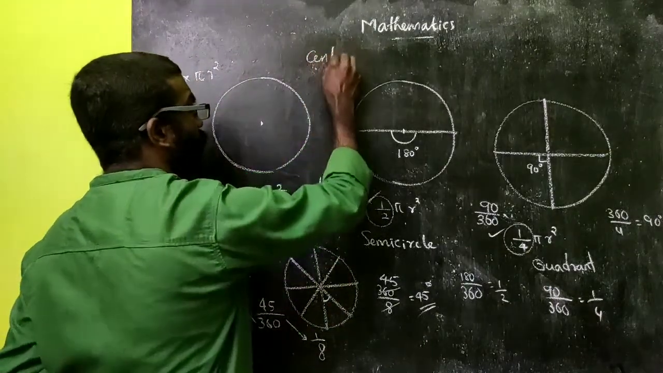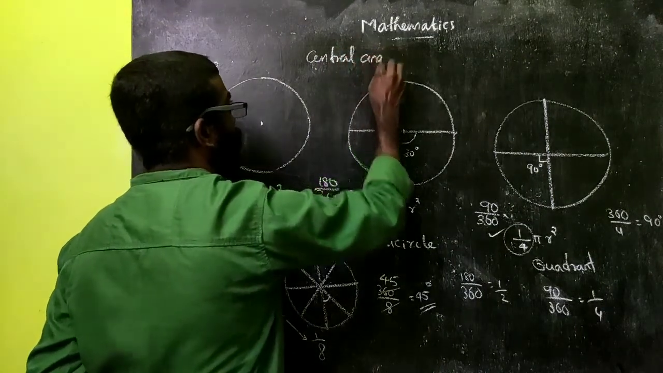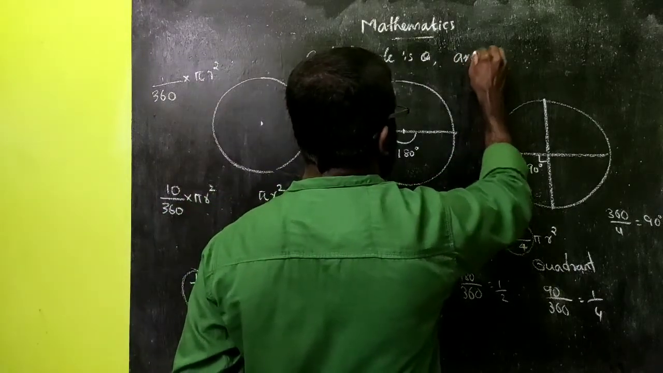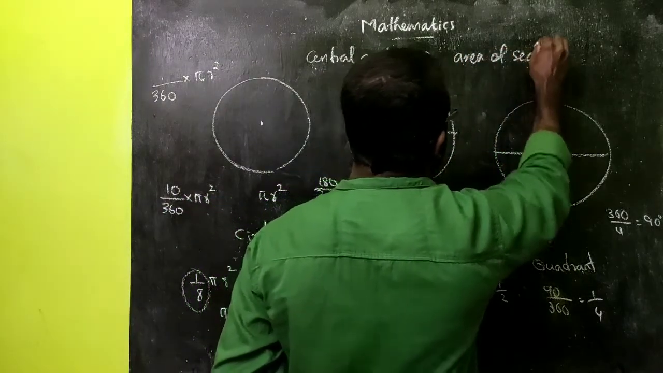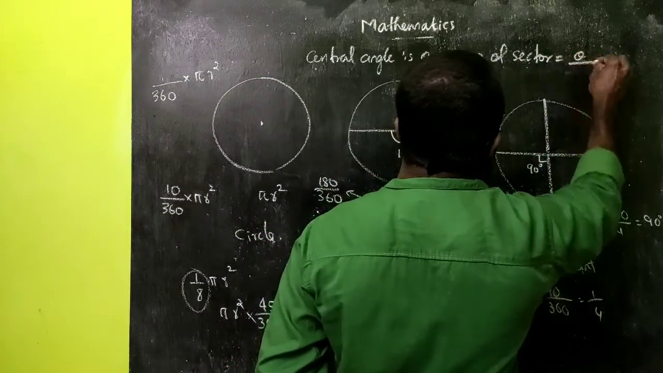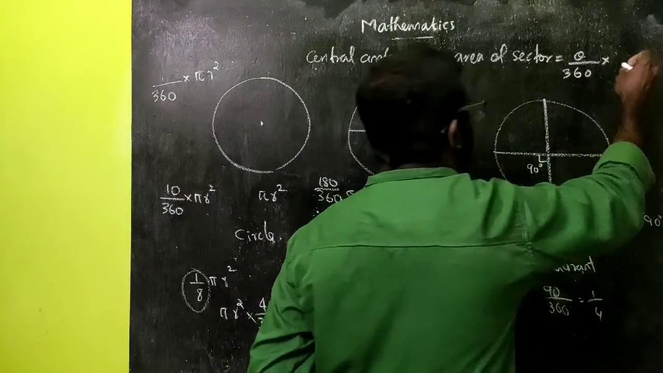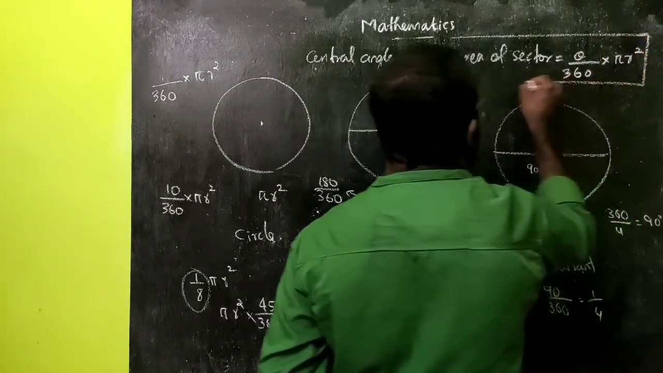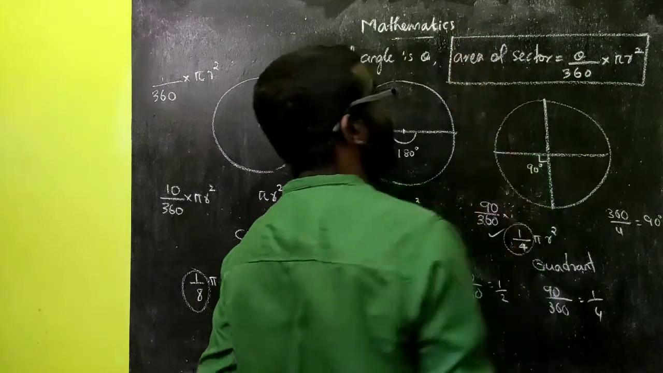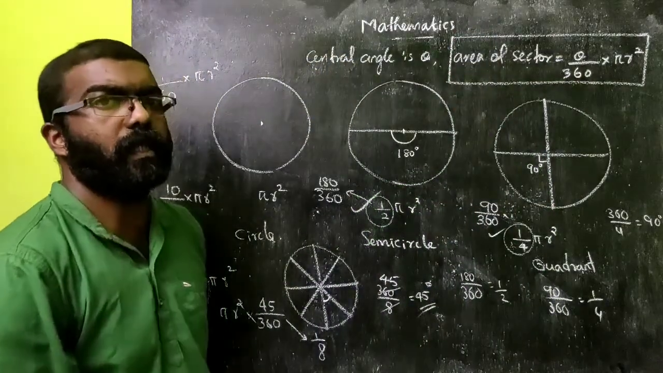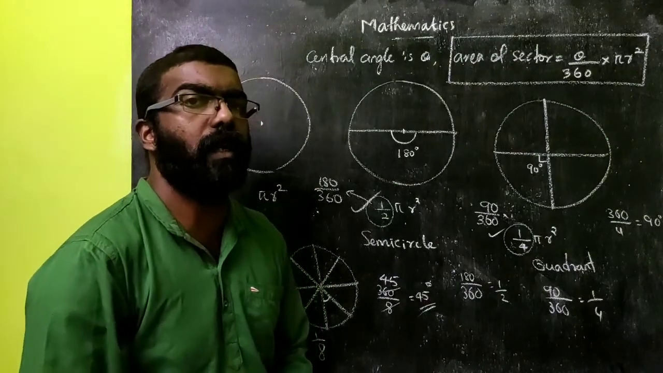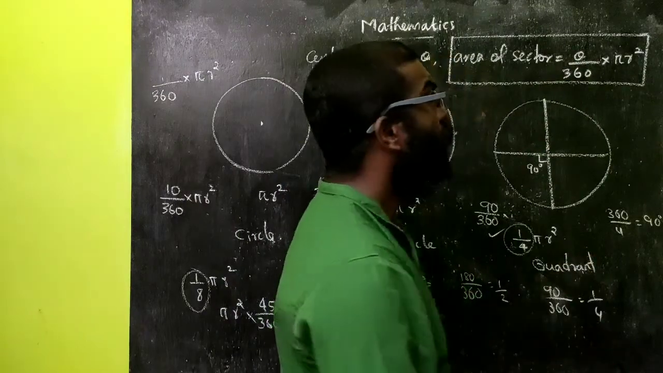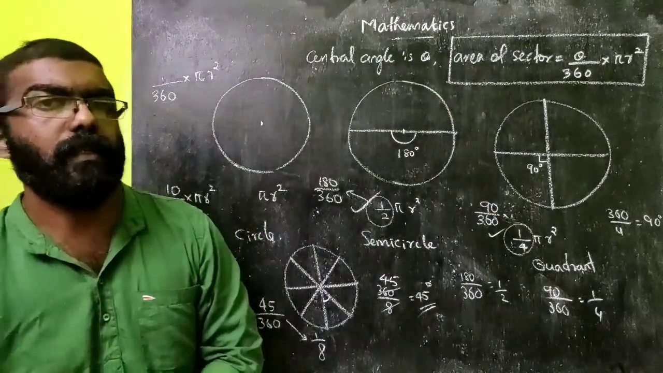And if the central angle is theta, then the area of the sector will be theta by 360 into pi r square. So this is the formula to find the area of a sector. Area of a sector is equal to theta by 360 into pi r square, where theta is the central angle, or angle at the center, and r is the radius of the circle.